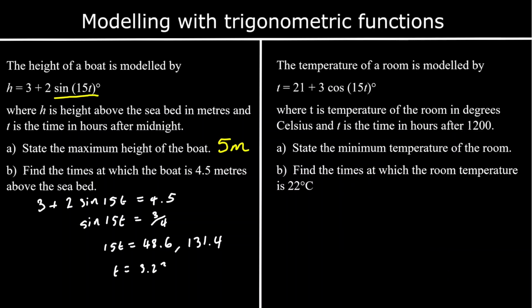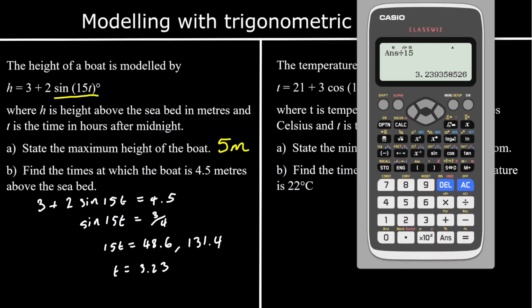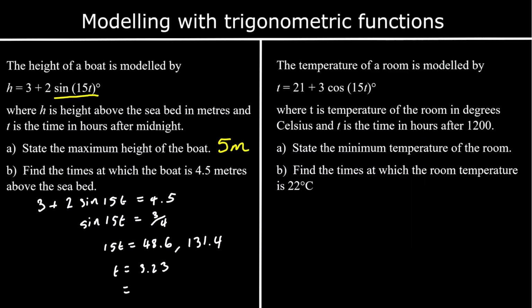So 3.23. And if we press this S to D button, that changes the answer into a time. So it's 3 hours, 14 minutes, and 21 seconds. So we'll say 3:14. That's 3:14 a.m.